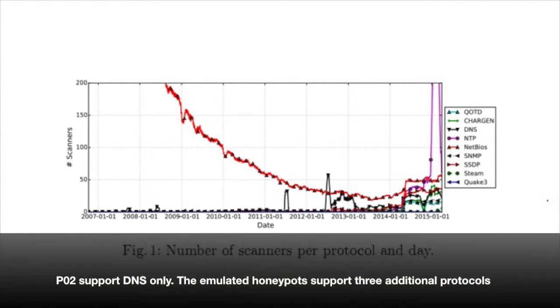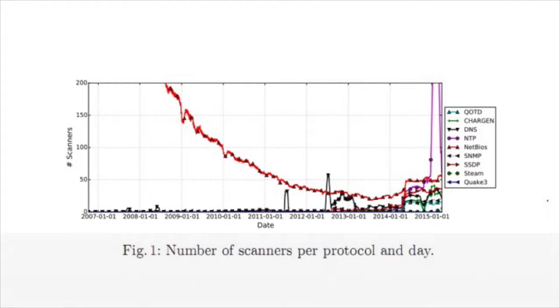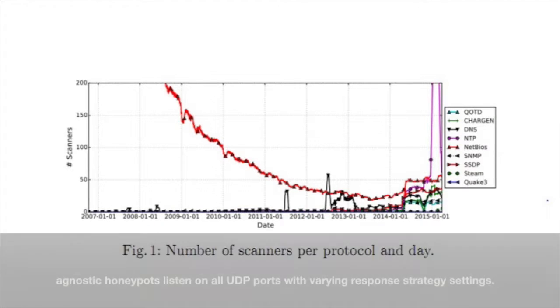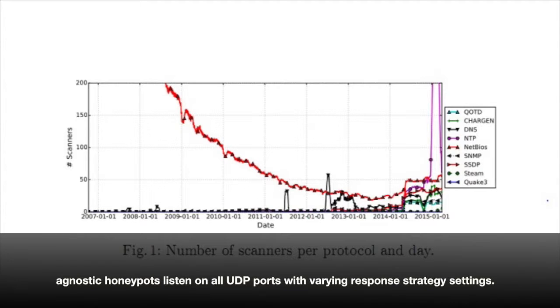PO2 support DNS only. The emulated honeypots support 3 additional protocols: NetBIOS, MSSQL, SIP. Finally, 2 of the agnostic honeypots listened on all UDP ports with varying response strategy settings.